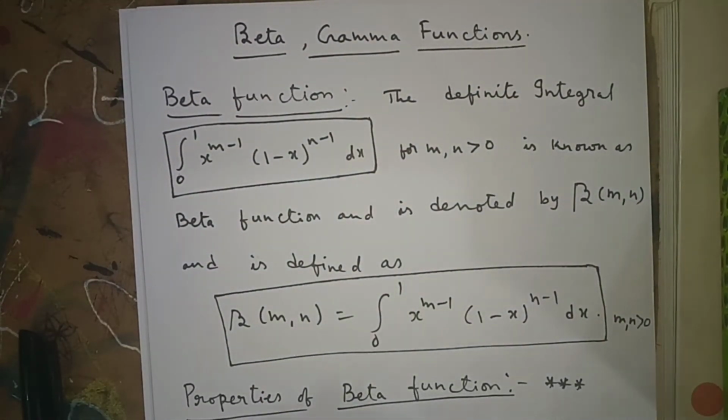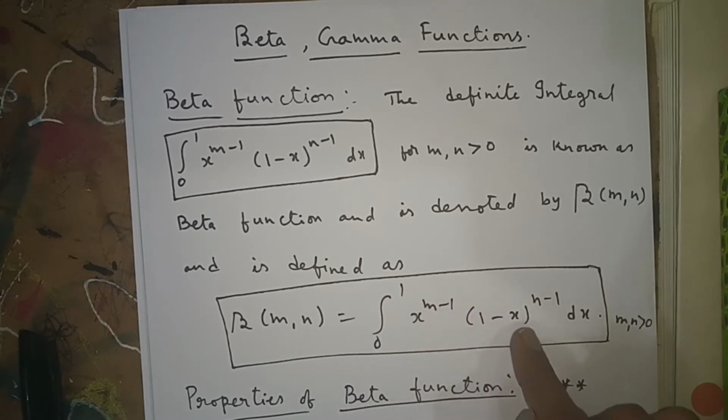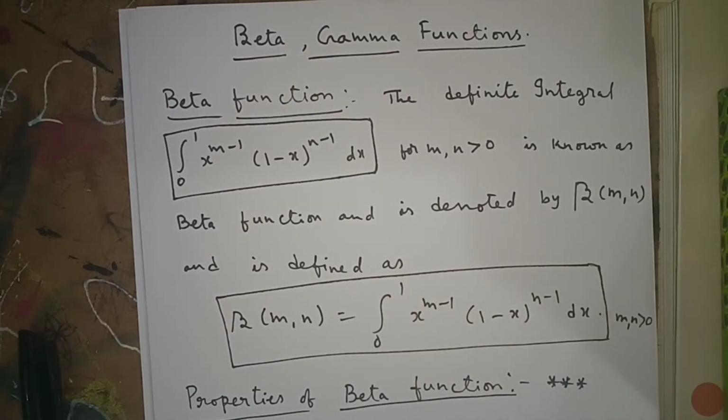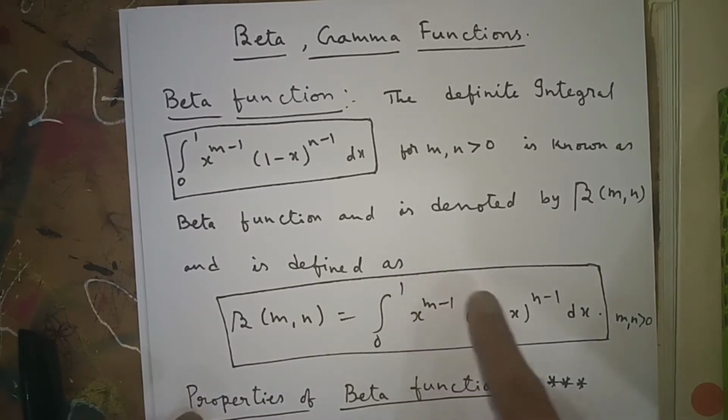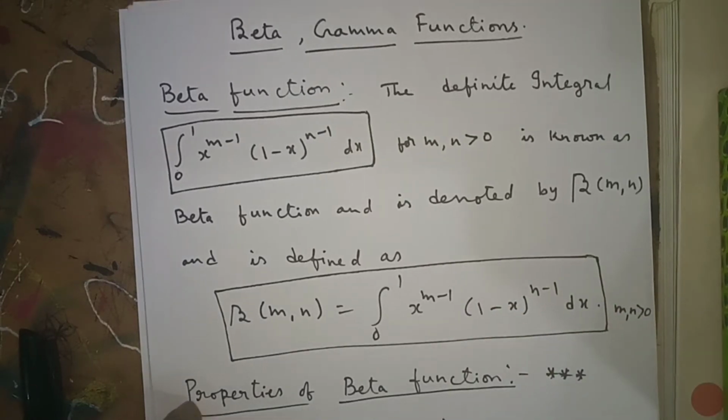A number of times we need to use this formula, so learn this formula by heart. Whenever you say beta function, you have to write beta of m, n. It is a definite integral. I think everybody knows about a definite integral: an integral with limits is called a definite integral. Beta of m, n is equal to integral 0 to 1 of x to the power of m minus 1 into 1 minus x to the power of n minus 1 dx. For so many problems and properties we need to use this formula, so learn it by heart. This is the definition of a beta function.